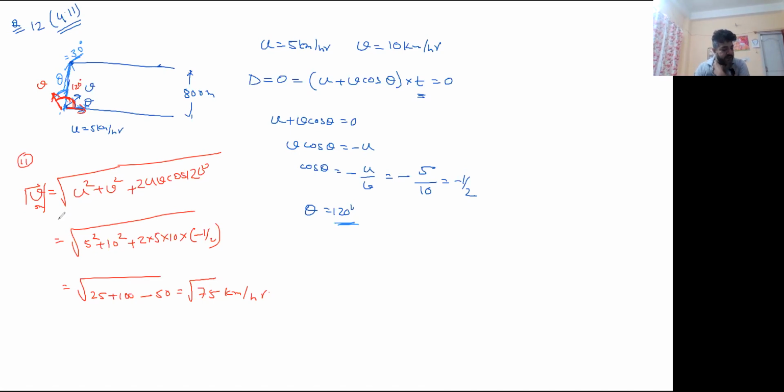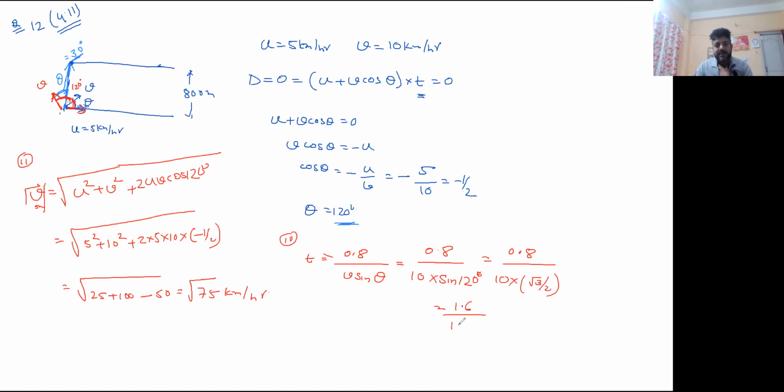And the third part of the question is how much time he would take. So time taken to cross the river, third one, we know is 0.8 kilometer by velocity into sine theta. So 0.8 kilometer, velocity is 10 sine 120 degree, how much? Root 3 by 2. So what you have, 1.6 by 10 root 3 hour. Clear, everyone?